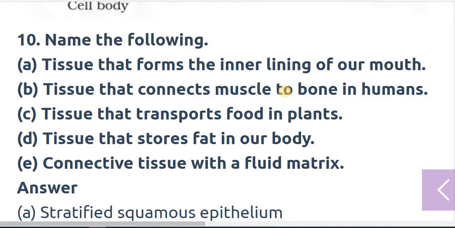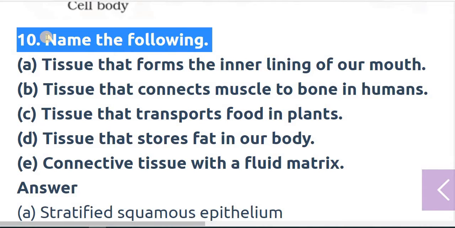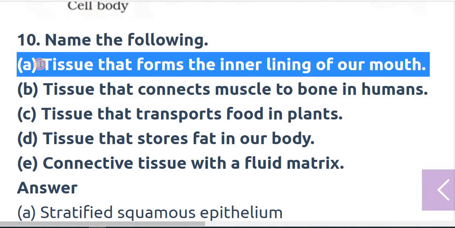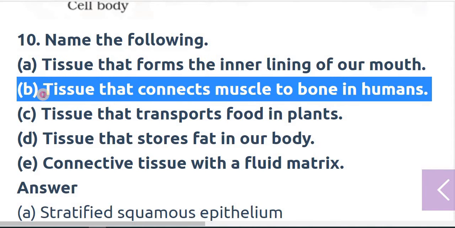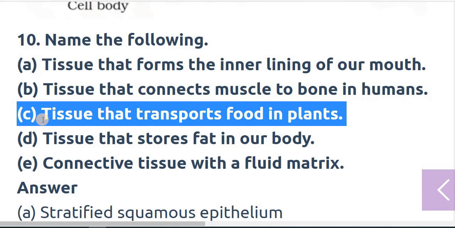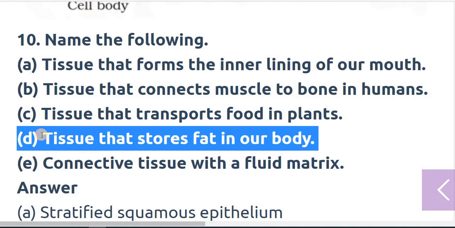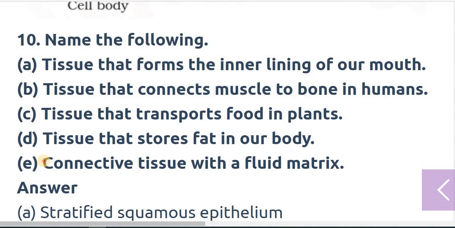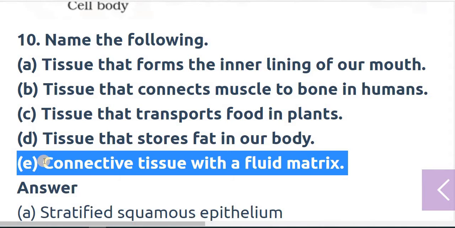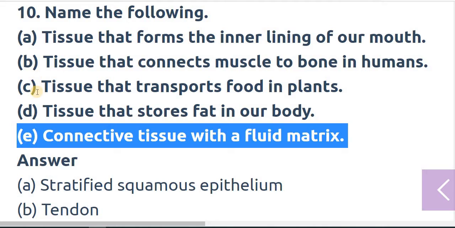This is also an animal tissue kind of question. Question number 10. Name the following. A. Tissue that forms the inner lining of the mouth. B. Tissue that connects muscle to bone in humans. C. Tissue that transfers the food in plants. D. Tissue that stores fat in our body. E. Connective tissue with a fluid matrix. Here question C is only about a plant tissue. The rest of all the questions are only about animal tissue.